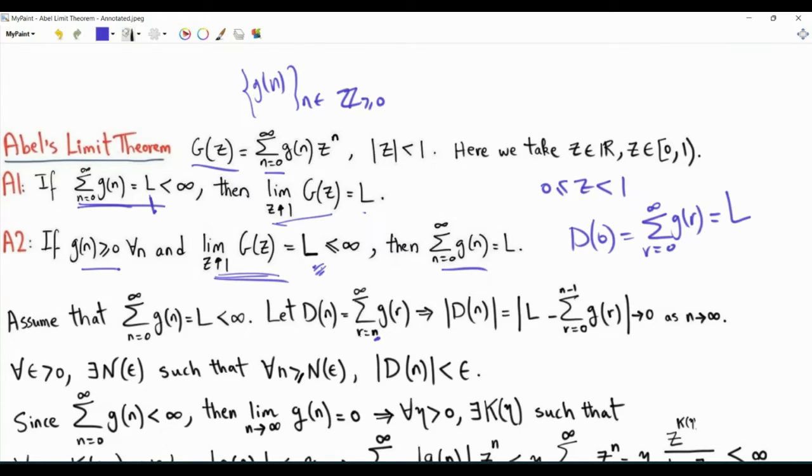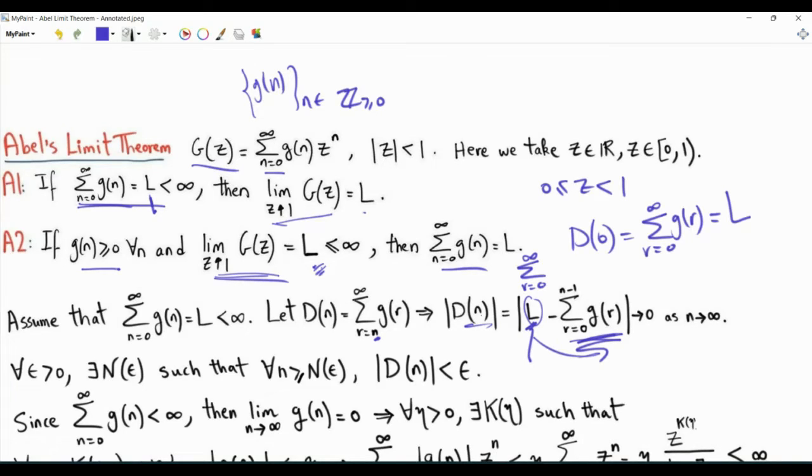D of n for a general n is basically the summation of the g's starting from n. So we can write d of n as the difference of the total sum, so the full sum with all the terms, and then we subtract the summation g of r from 0 to n minus 1. Note that this is a finite number, and this other term, as n tends to infinity, will tend to L, and so the difference tends to 0. D of n goes to 0 as n tends to infinity.